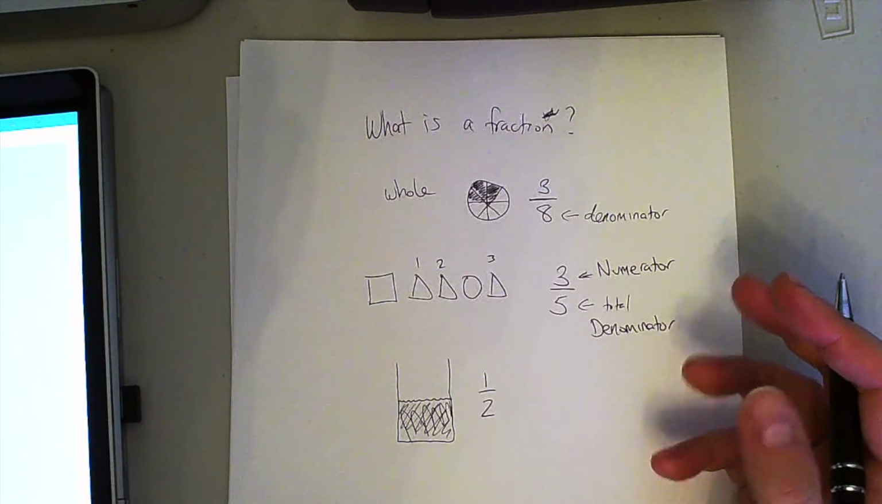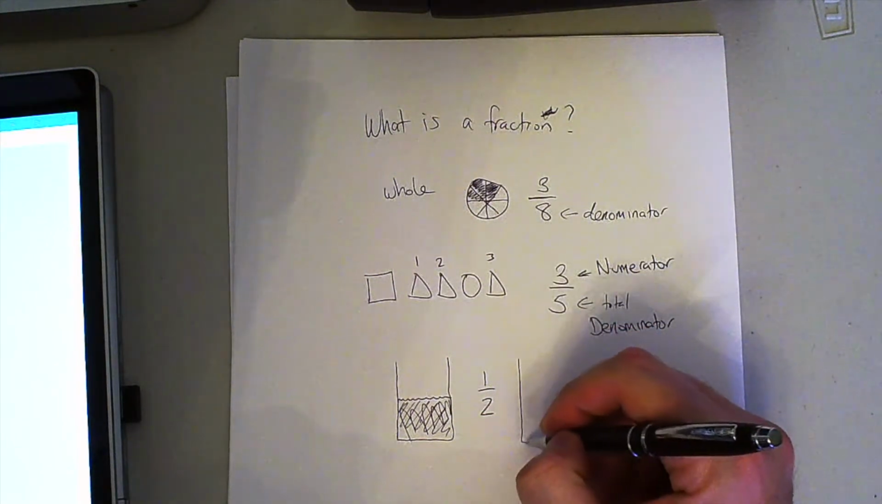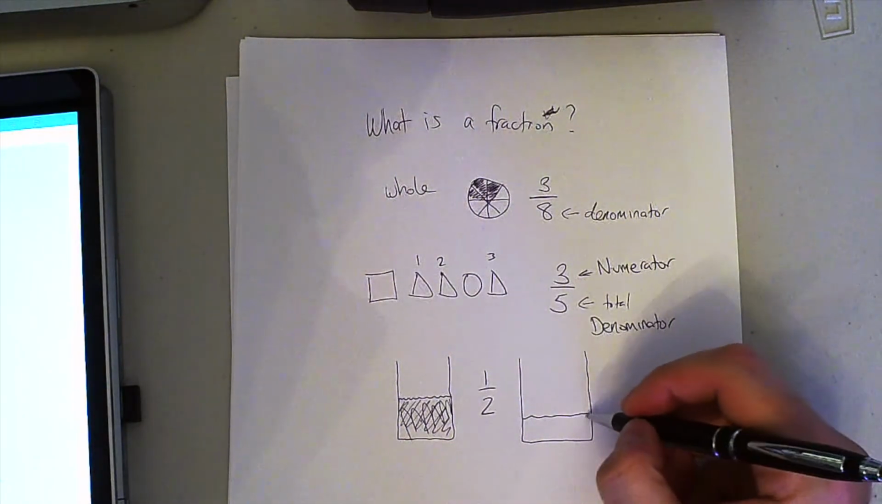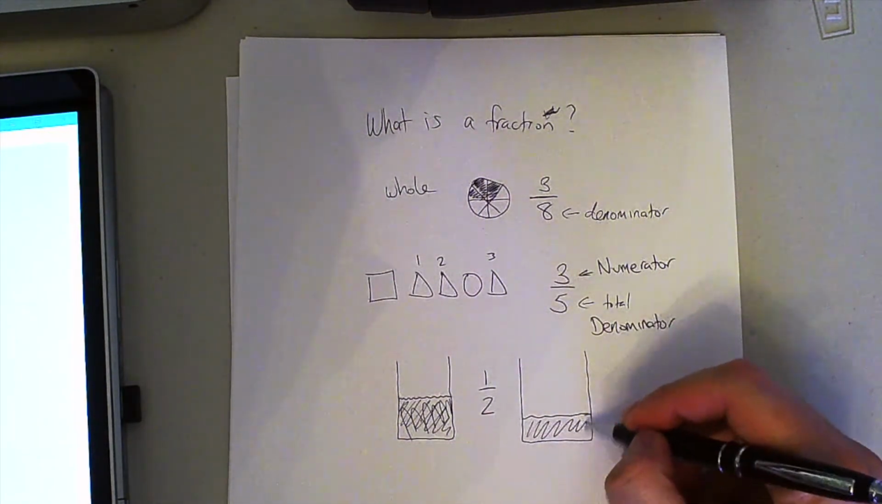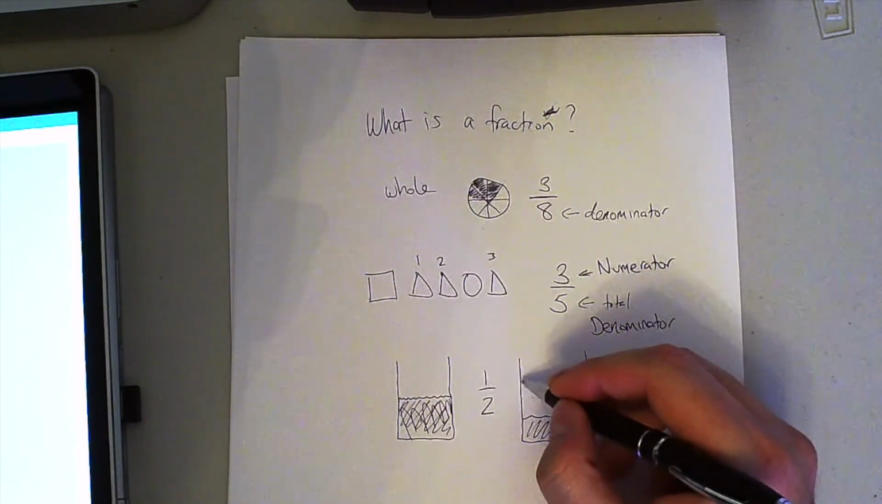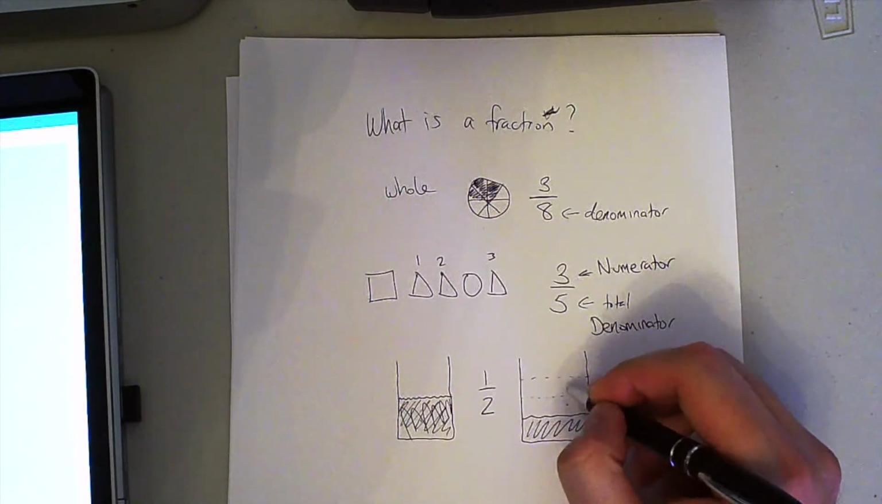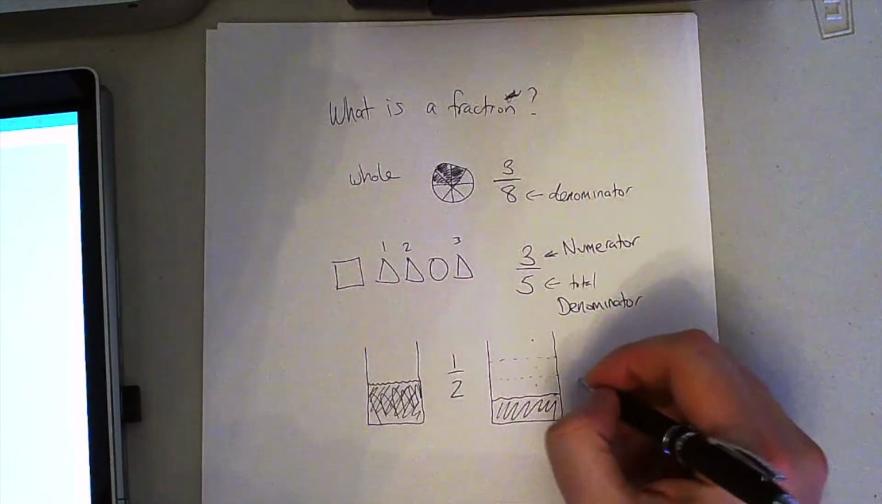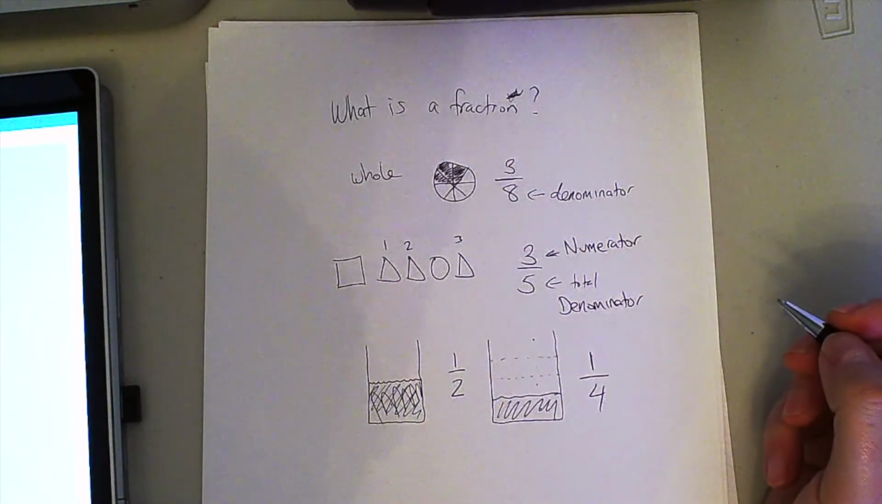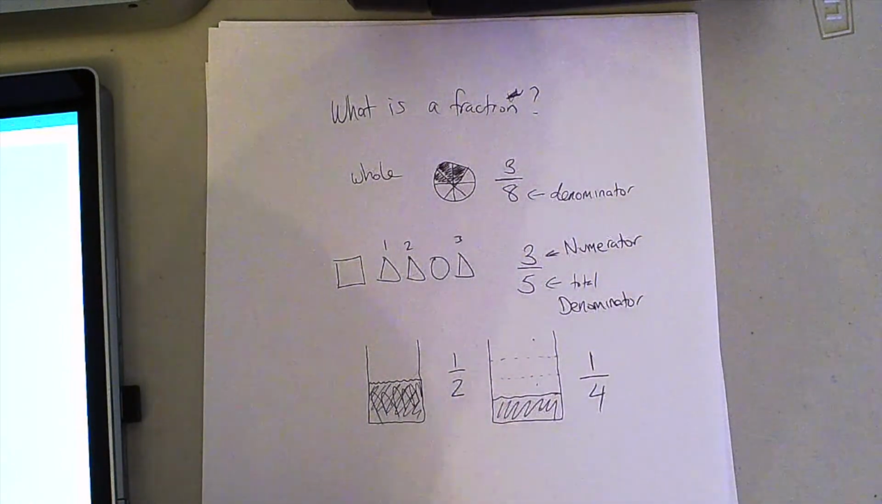Okay, you can also have a glass of water. Okay, and just say there's that much water left. So if we had to draw imaginary lines, you're looking at 1, 2, 3, 4 parts, 4 equal parts, and there's 1 left. Okay, so this is a real basic introduction to what a fraction is.